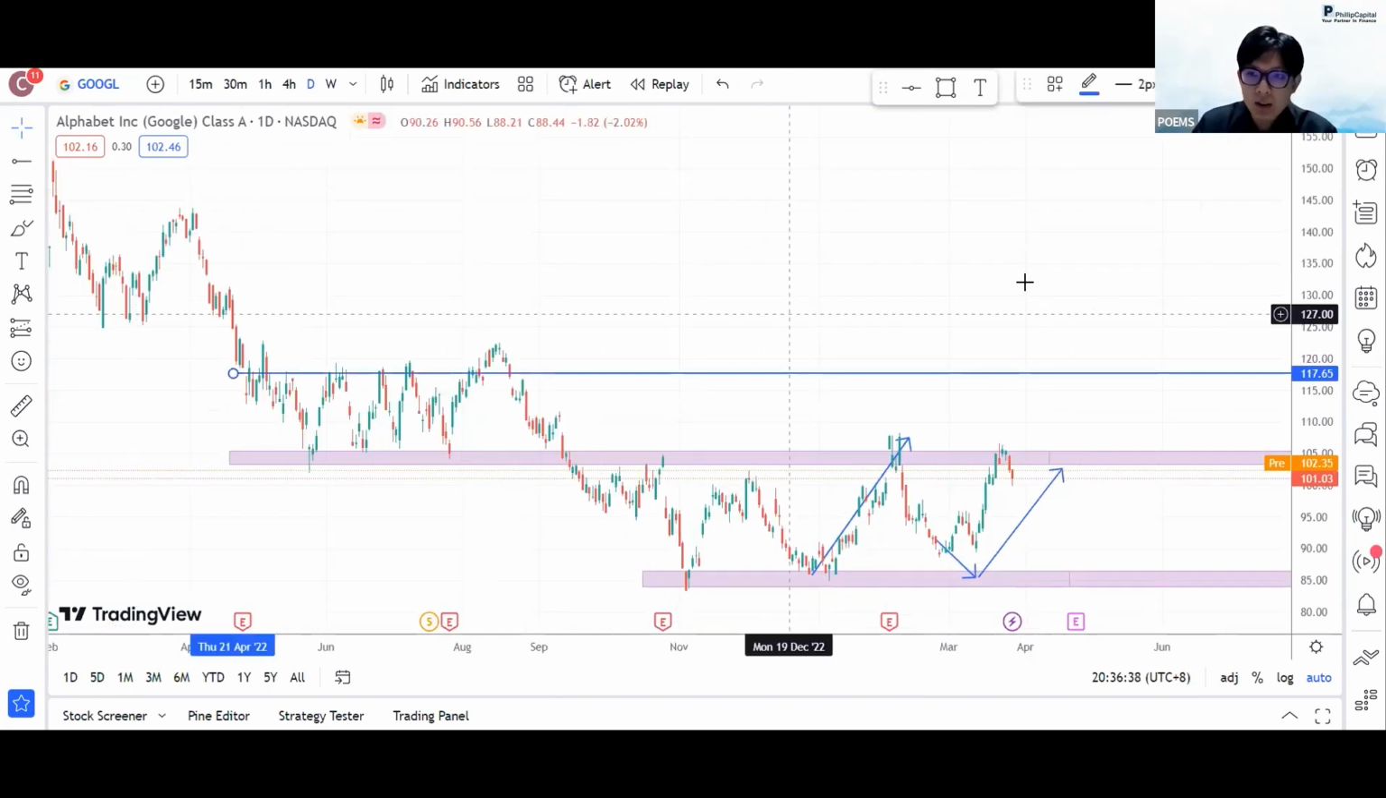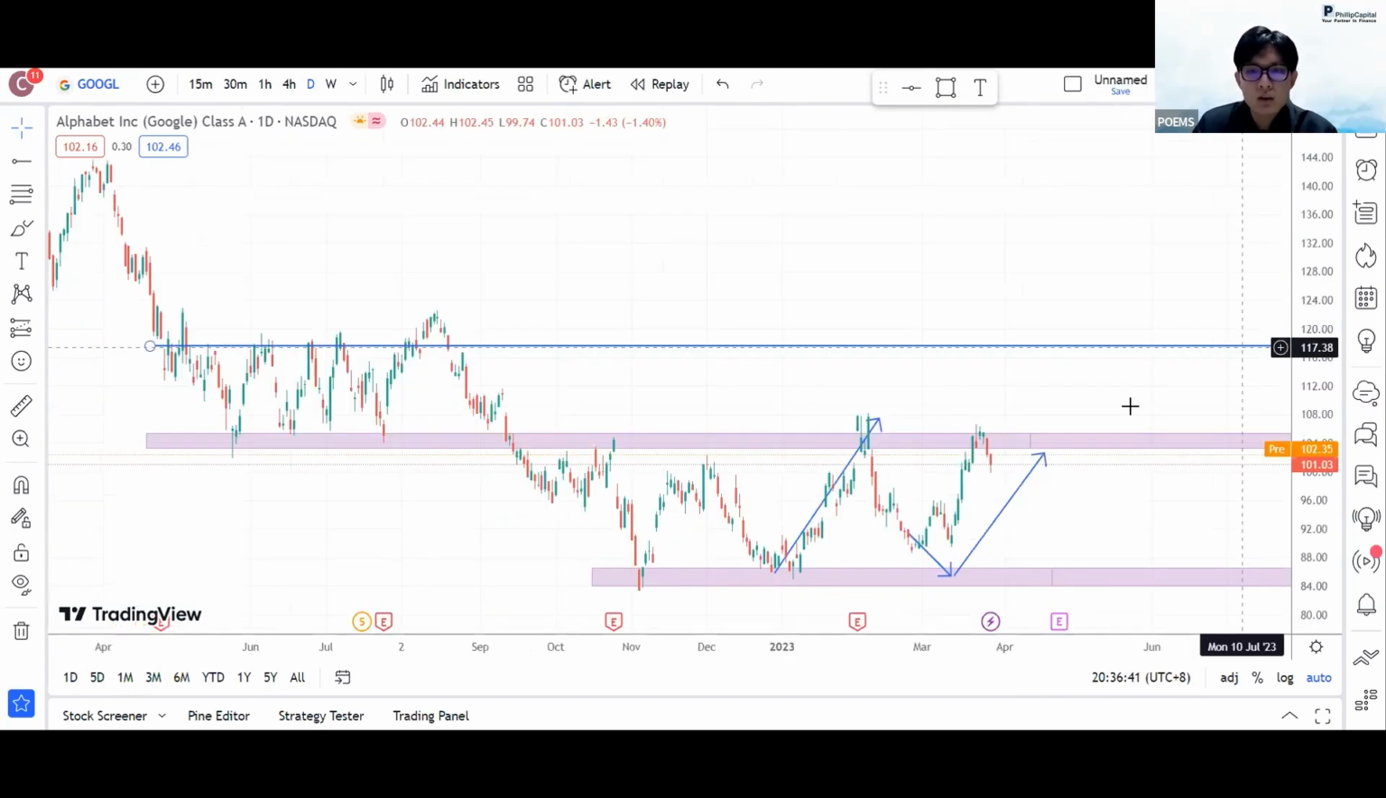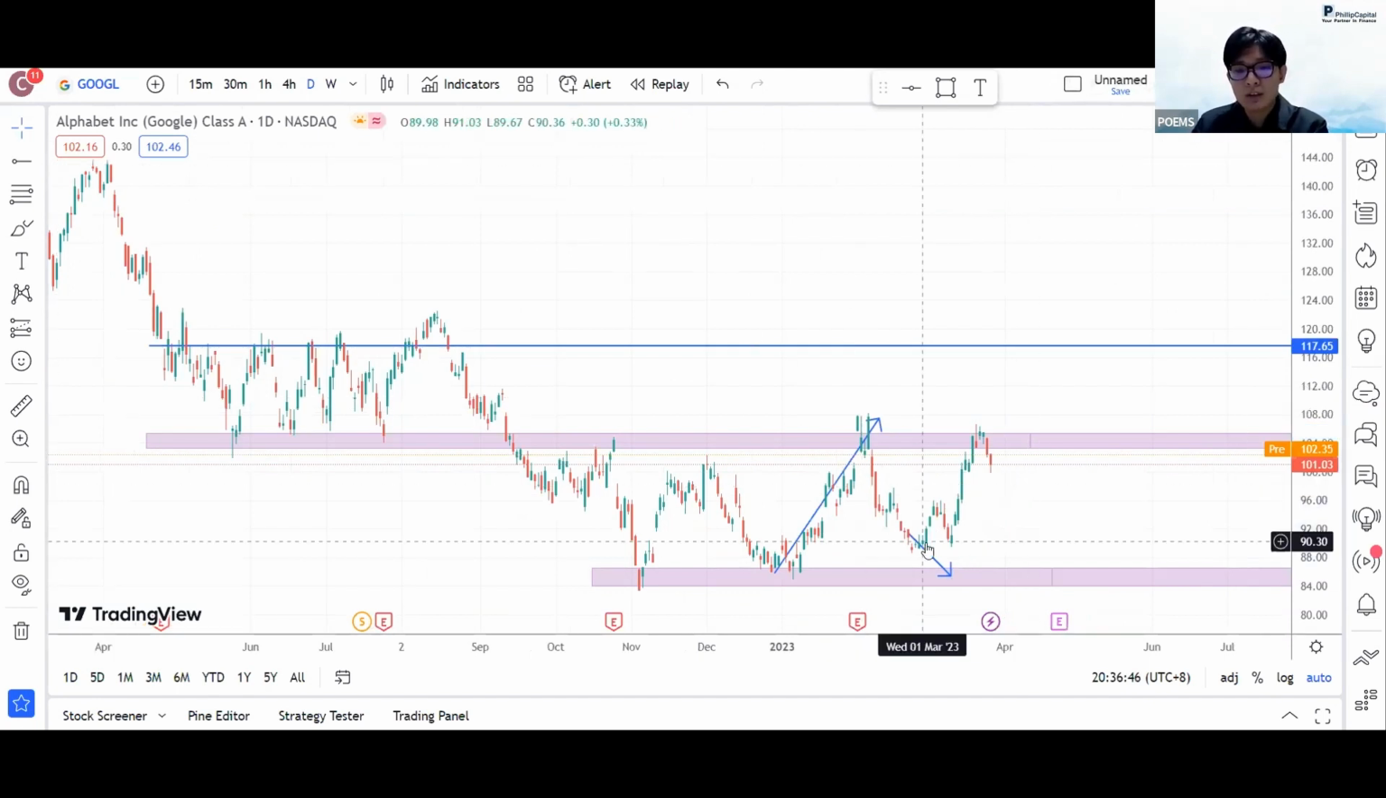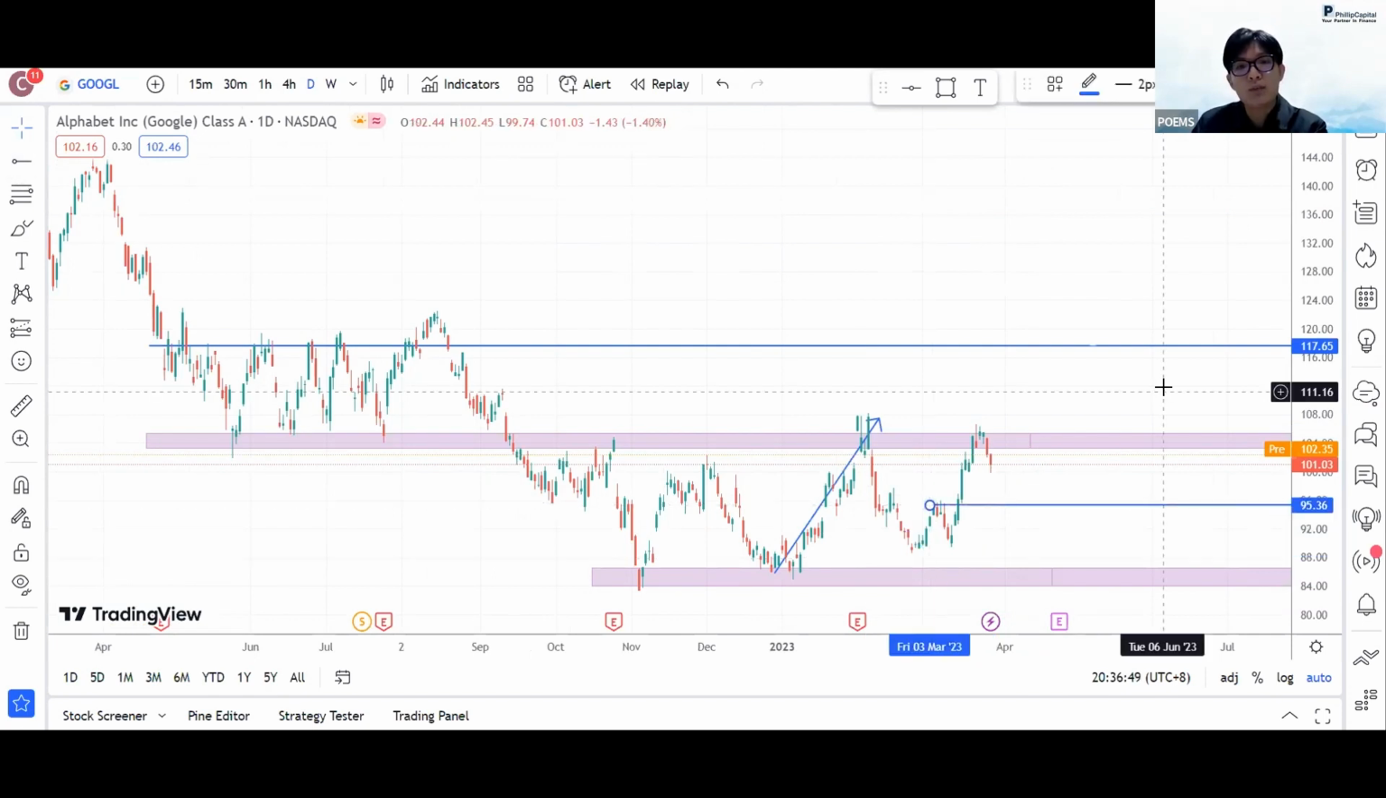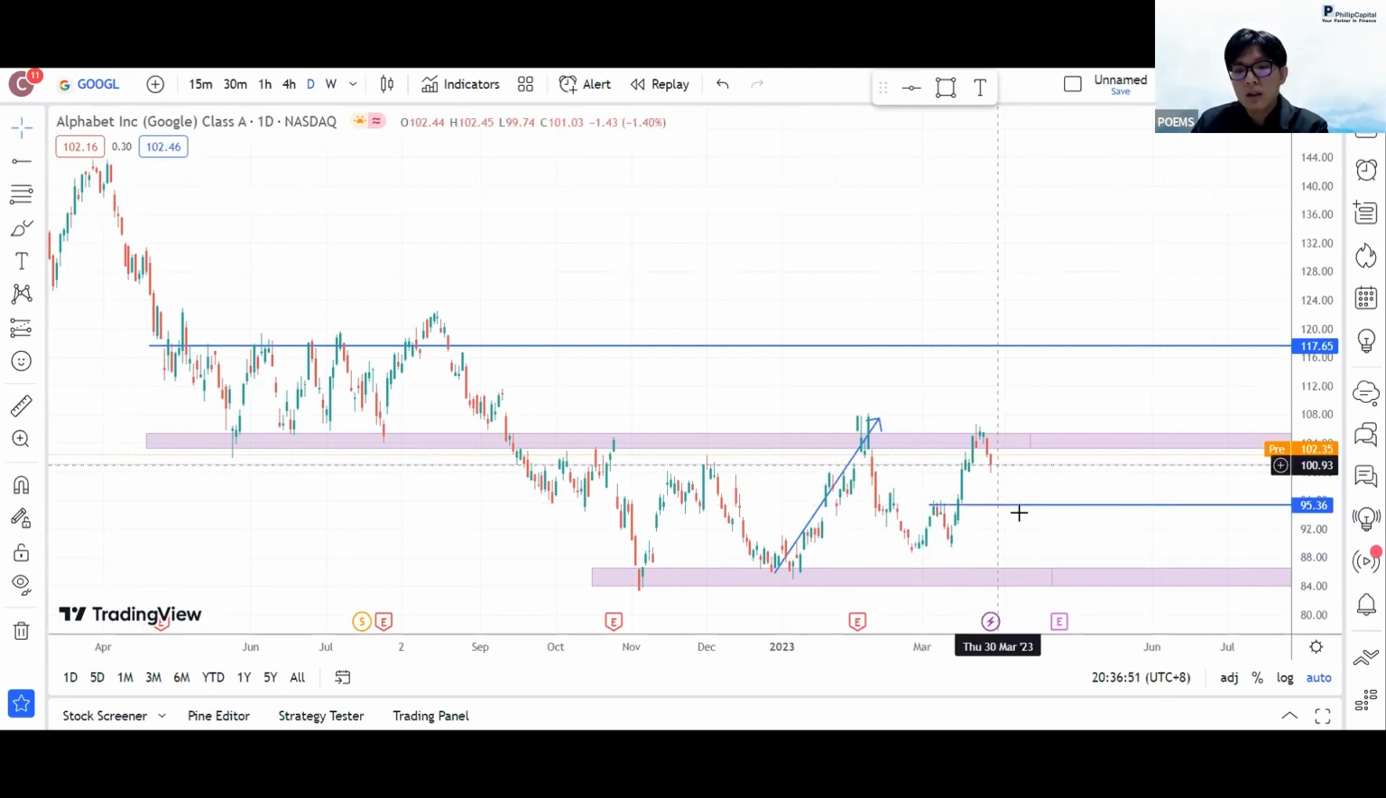Google, just take note, we have another level at 120. So price will probably be stuck in these two areas, provided they get out of it. For any short-term move, they should be tapping into 95 first.